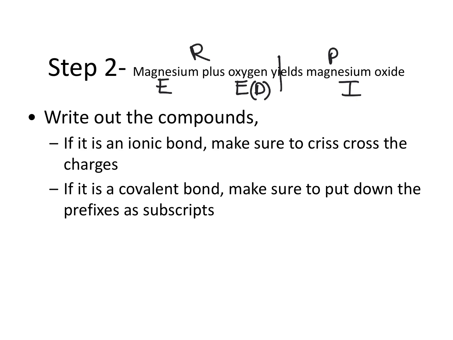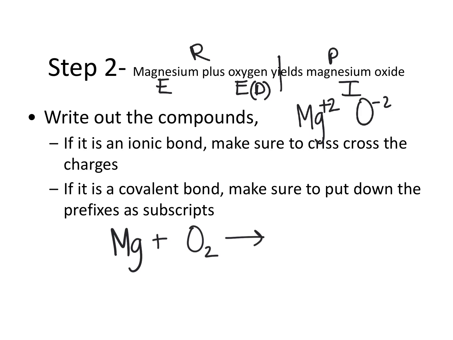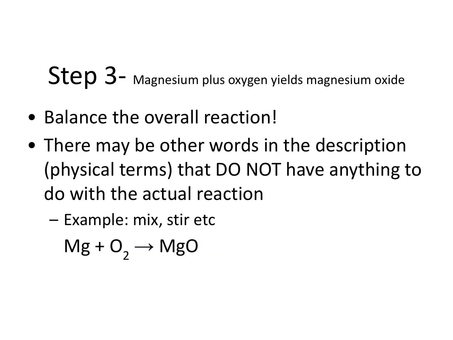So I'm going to go ahead and write it out. I've got magnesium, which is just Mg, plus oxygen, which is a diatomic, yields, I'm going to draw my arrow, magnesium oxide. Now magnesium has a +2 charge. Oxygen has a -2 charge. So if I'm crisscrossing those, I just get MgO. Magnesium oxide. Now I have my equation.